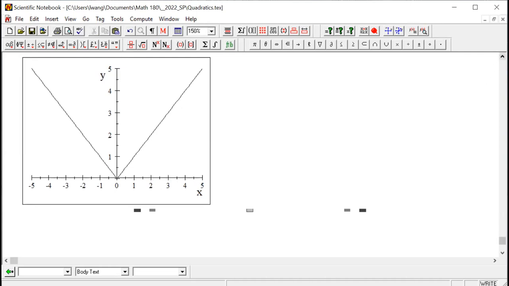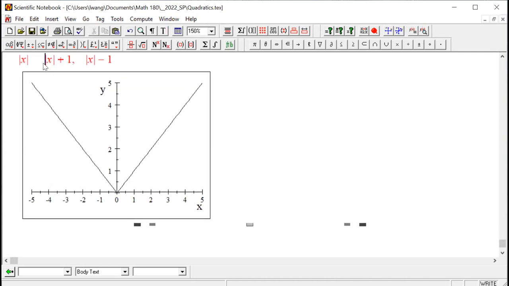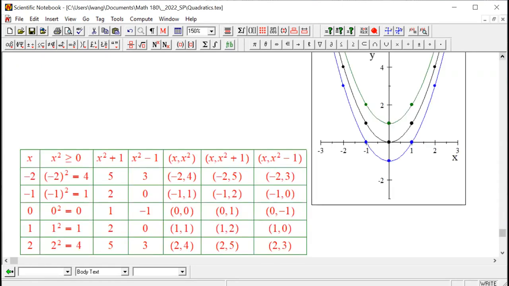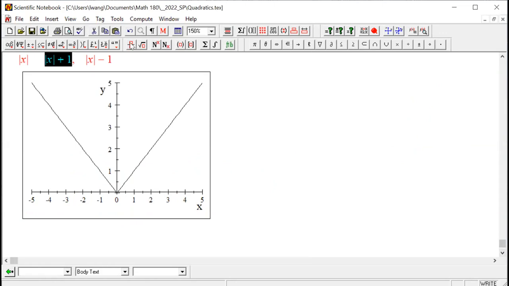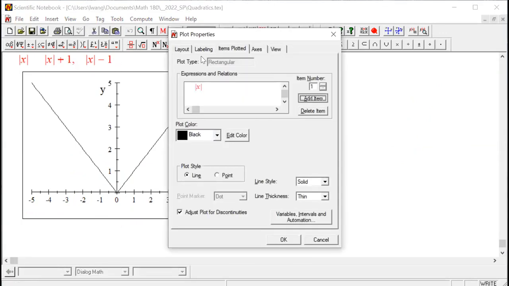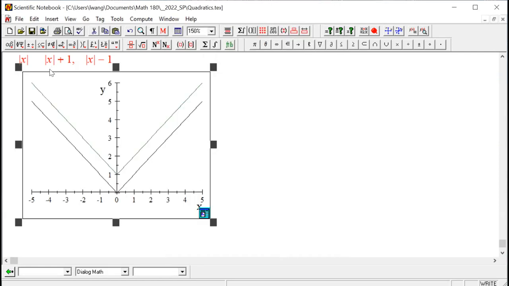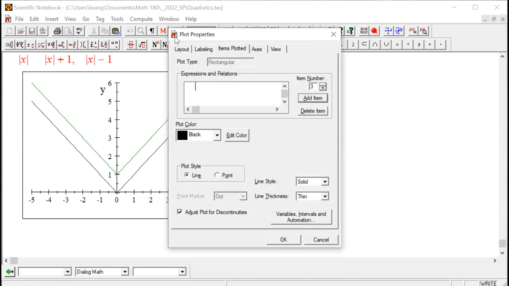Okay, absolute value of x. But what will absolute value of x plus 1 be? Well, let's graph it. Absolute value of x plus 1, and we're going to use what color? Green, why not? Shift it up. You see, shift it up, right? Absolute value of x minus 1.